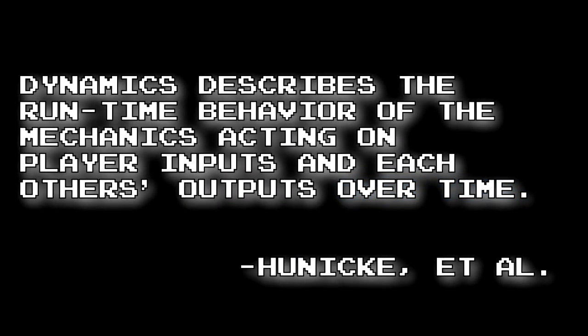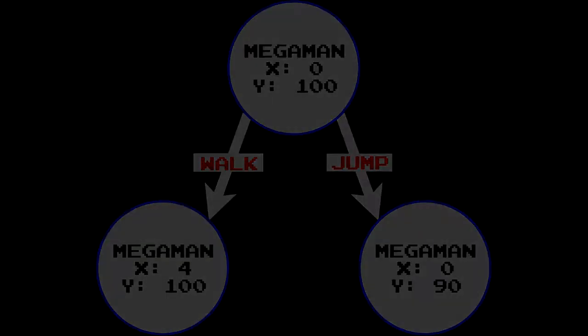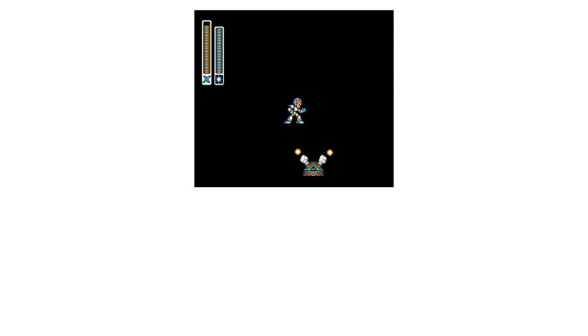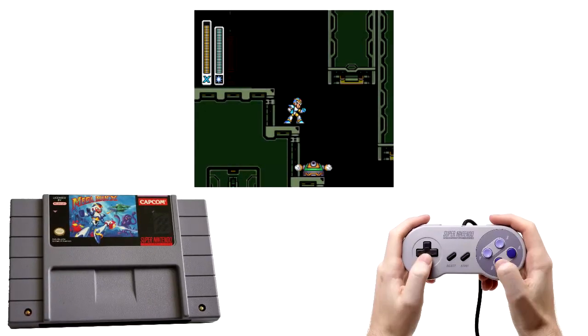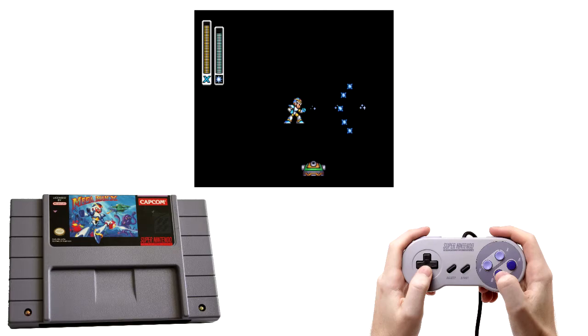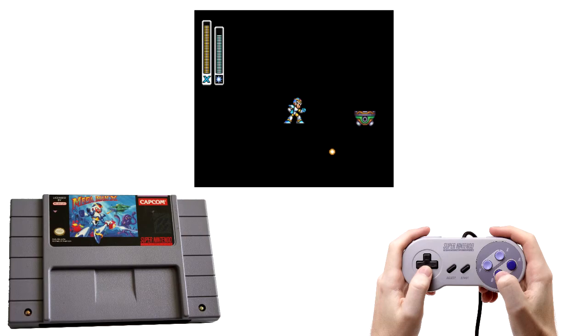In short, a dynamic is the flow of mechanics that happens when you play the game. You can picture this as a sequence or tree of states. You could say that a dynamic is a group of related mechanics. Since dynamics must occur during actual gameplay, they sit between the game and the player. The game must have mechanics to support a dynamic, and the player must play the game to see dynamics arise.